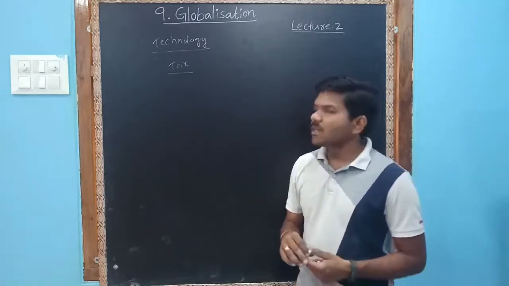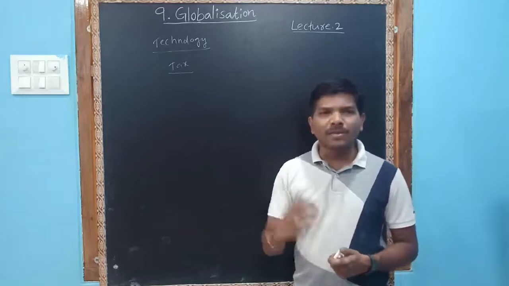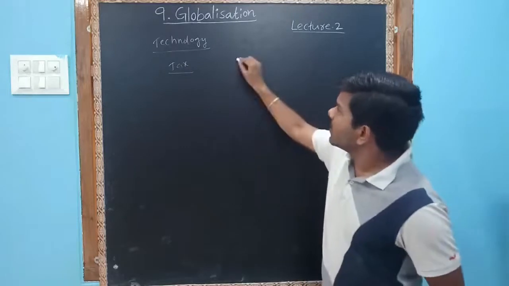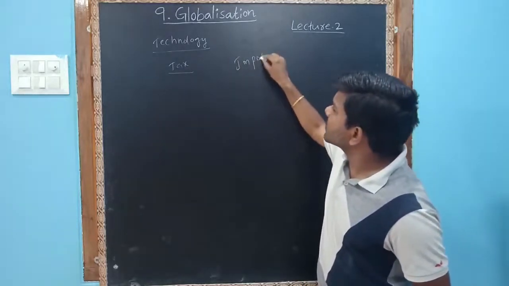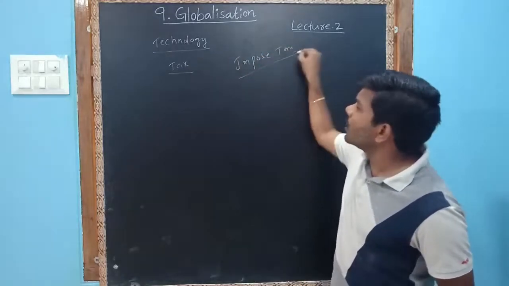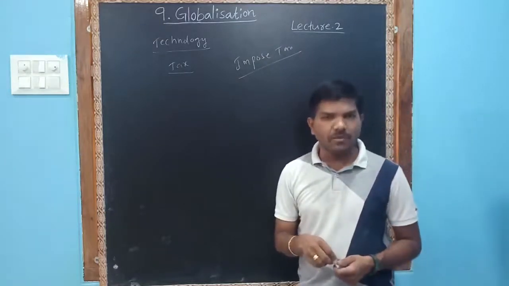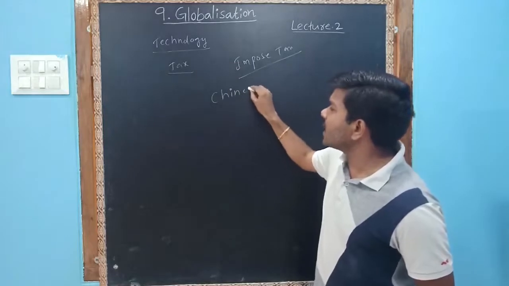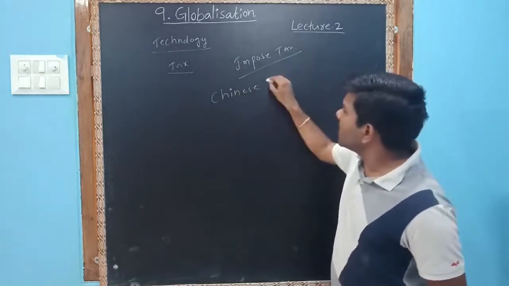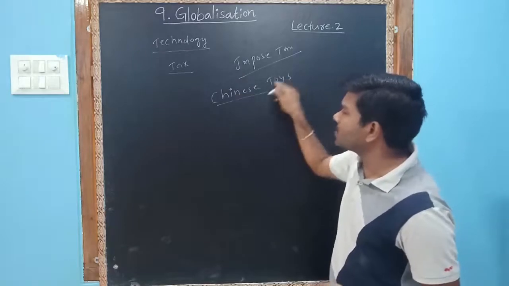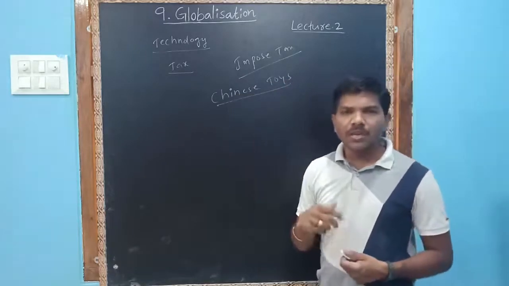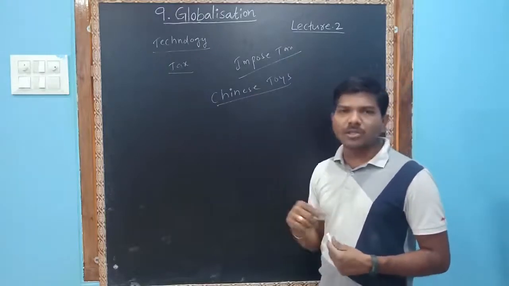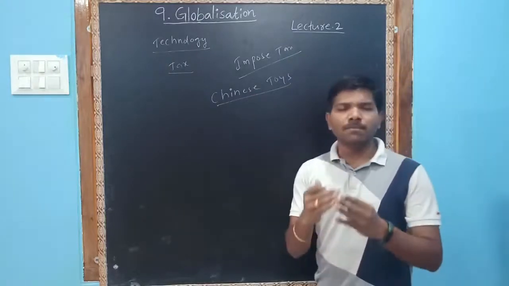Next, tax. Government usually imposes tax on the goods, isn't it? What will the government benefit? Let us take an example again. Chinese toys. If our Indian government imposes taxes on the Chinese toys, they may reduce their products.